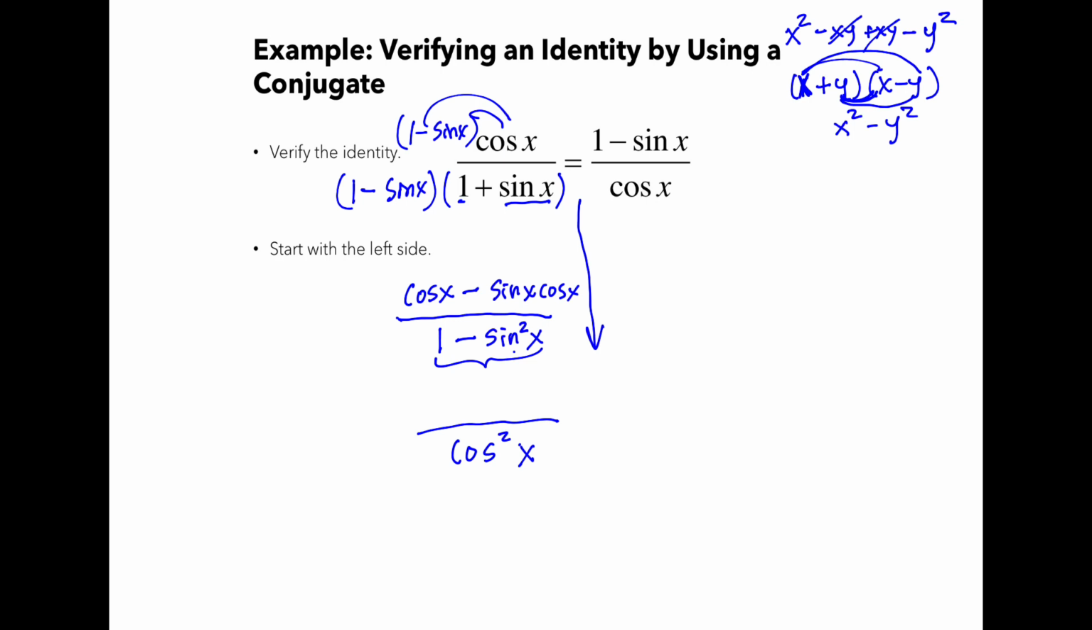And on the top, I can see something here. If I hadn't distributed, so I'm going to undistribute here. If I just left it as cosine x times 1 minus sine x, there's something that can cancel because we have cosine of x on both sides, and now on the bottom we have cosine squared x. Rewriting it as a product, that's when we can cancel. Remember, we cannot cancel across plus or minuses, but in doing so, I get 1 minus sine x over cosine x, which is what we have on the right.